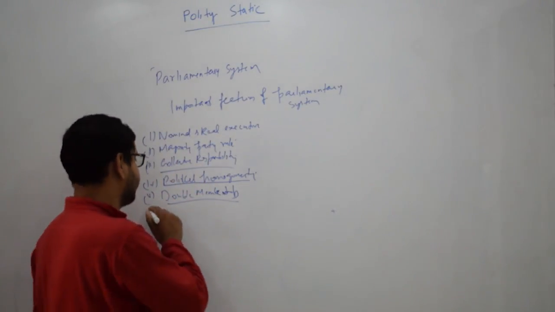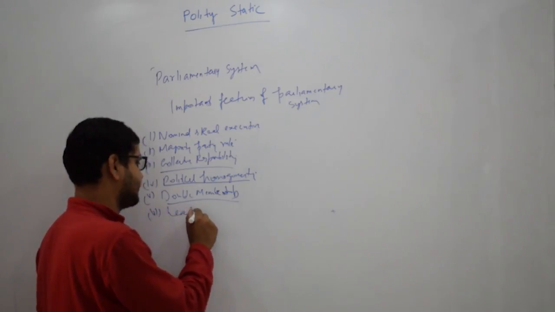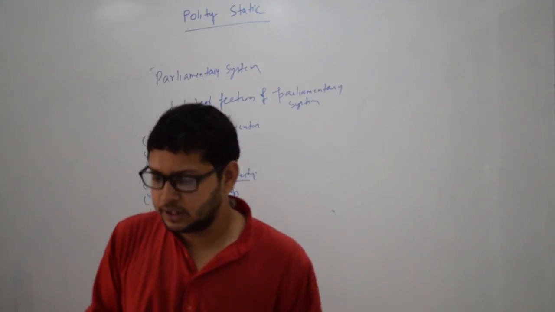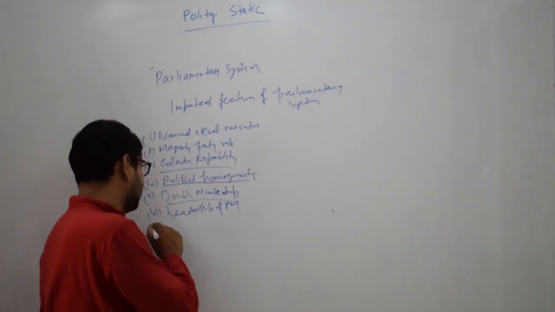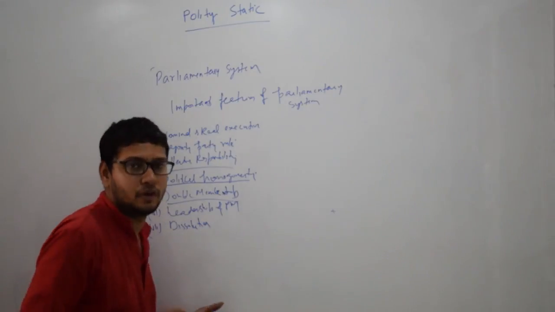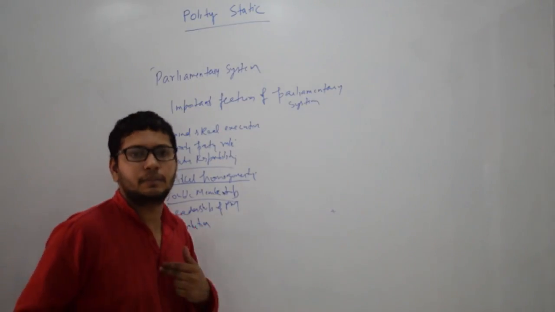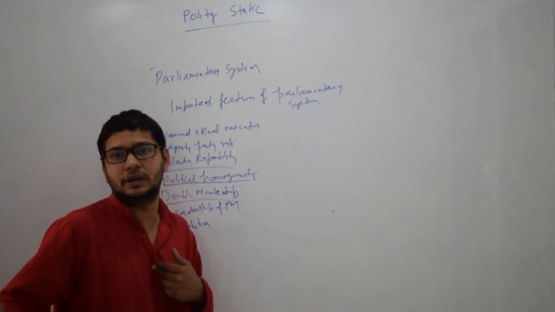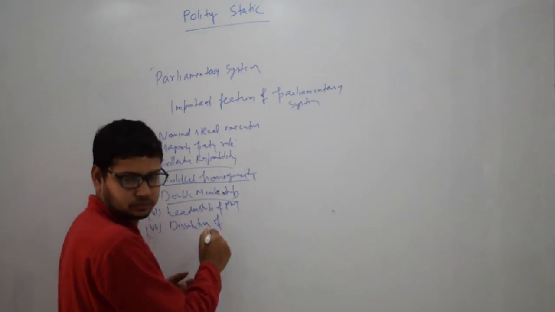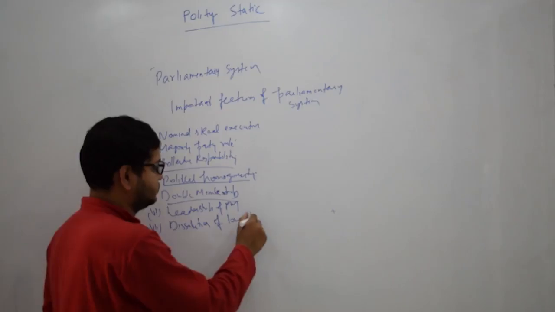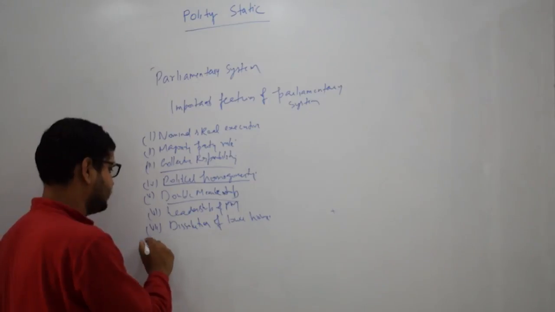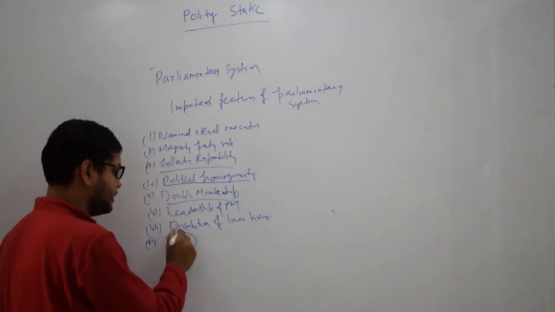Sixth is leadership of the PM. The PM is the leader of the government. Seventh is dissolution of the lower house. Once you lose the majority, the house is dissolved, the government falls. Unlike in the presidential system, where even if the party of the president does not have a majority in the parliament, he could still remain the president. Eighth is secrecy. They are working in secrecy.